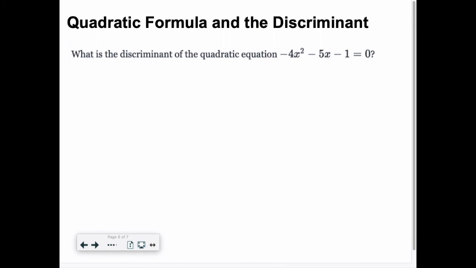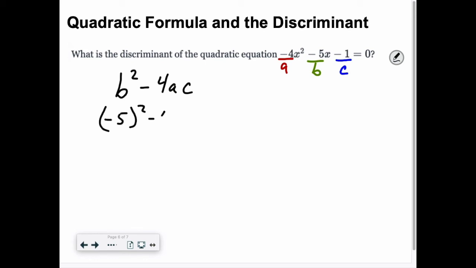Now, what is the discriminant of this quadratic equation? Well, that's already in standard form. That's great. If it wasn't in standard form, we'd have to make it in standard form. As it is now, this is A, that is B, and that is C. And remember, the discriminant is b squared minus 4ac. So here it's just going to be negative 5 squared minus 4 times negative 4 times negative 1.